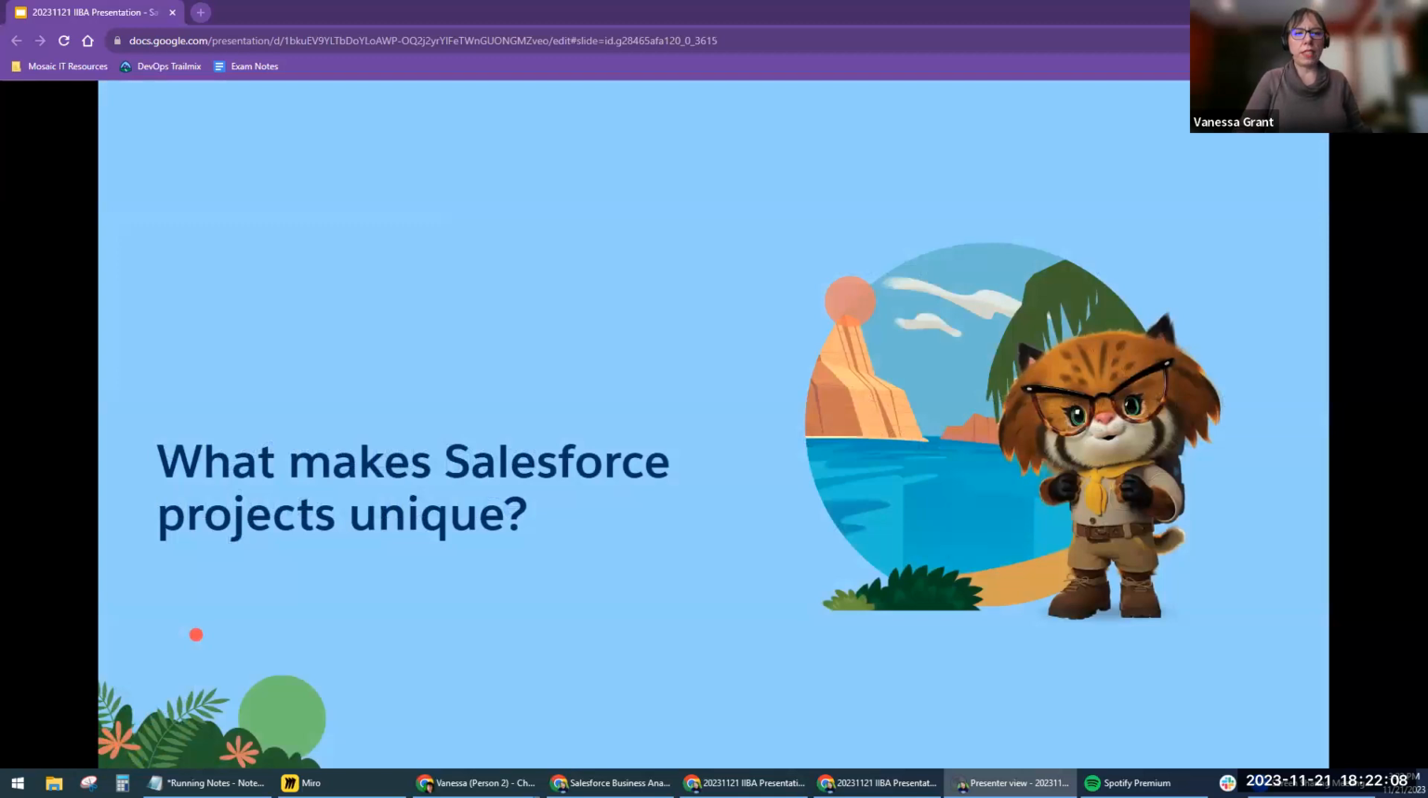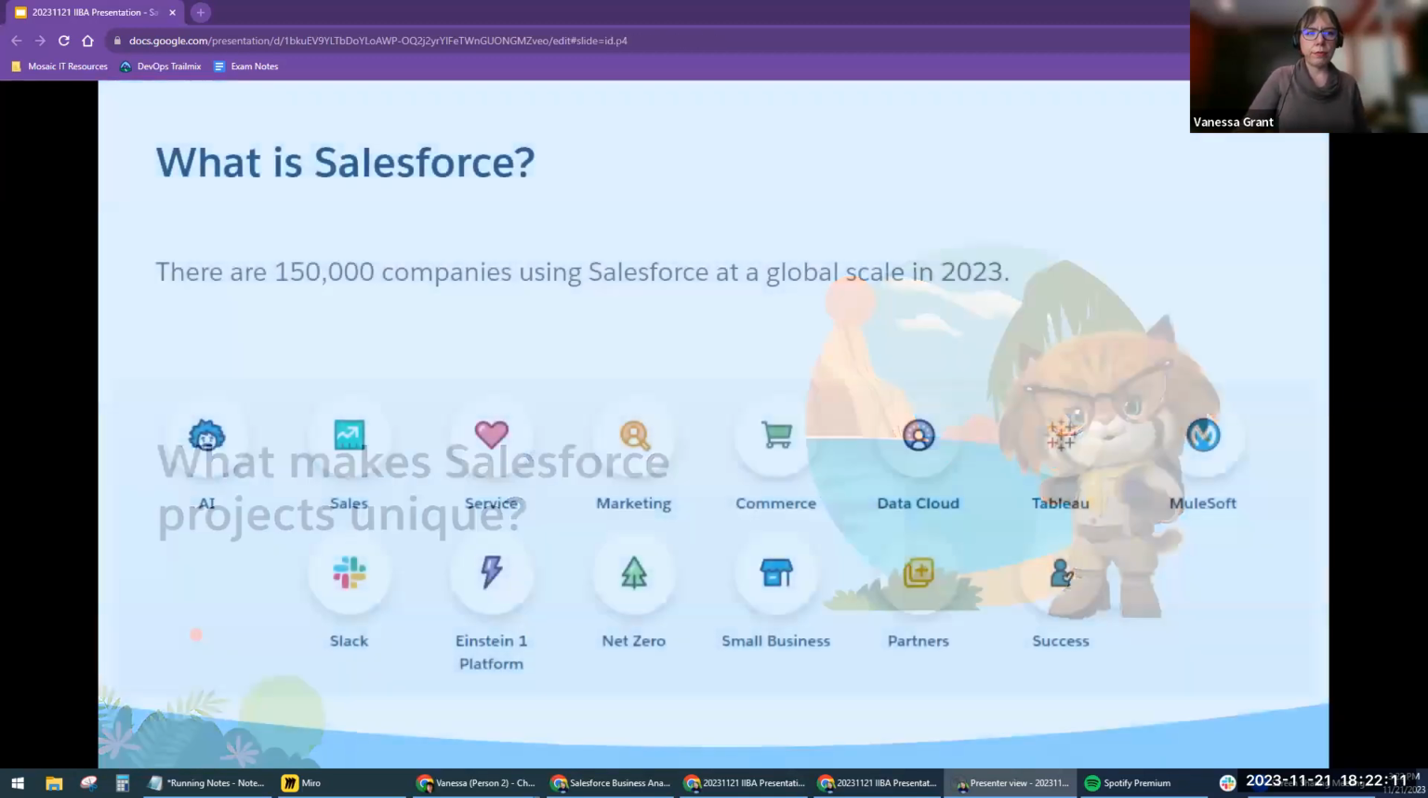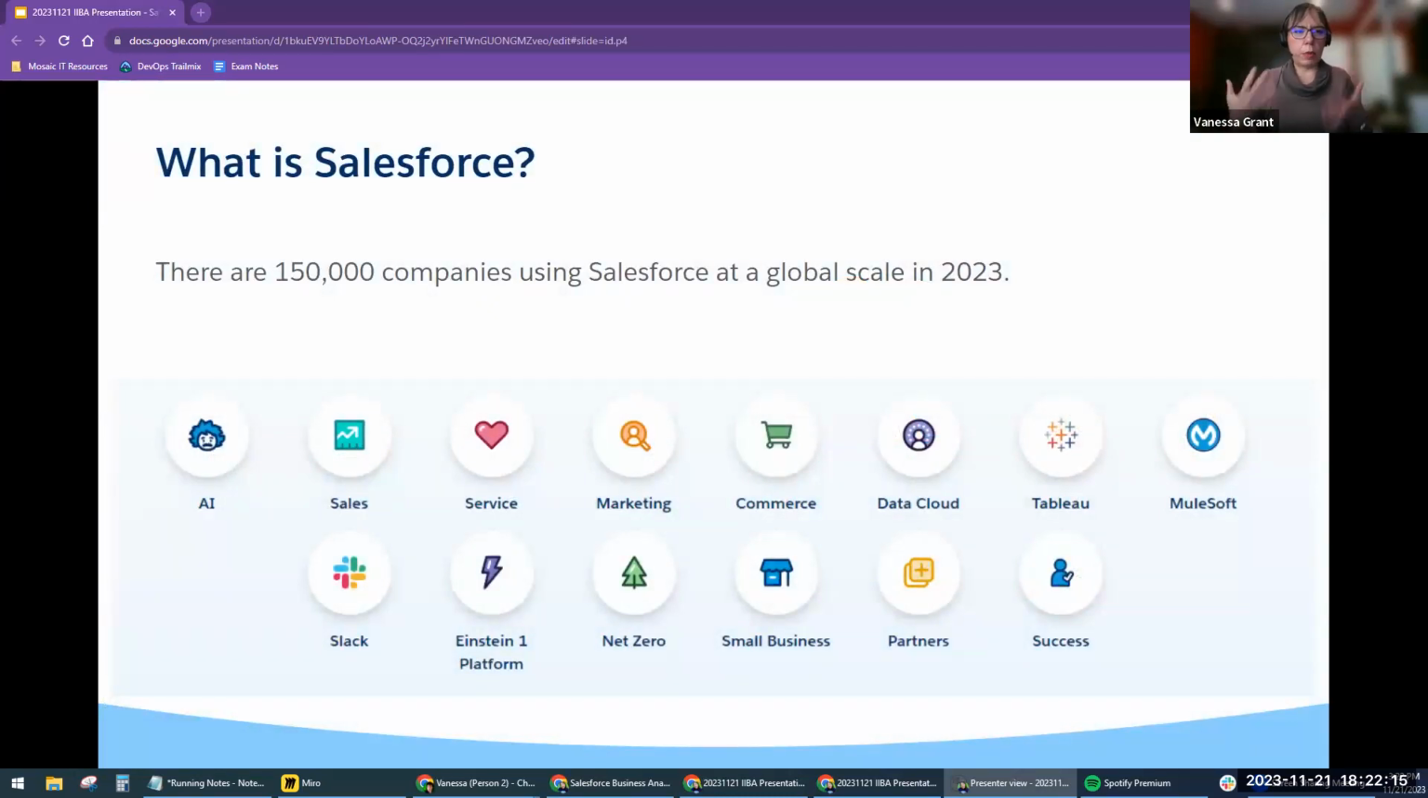First up, what makes Salesforce projects unique? Before we go into the uniqueness, let's talk a little about what Salesforce is. There are 150,000 companies using Salesforce at a global scale since 2023. Companies that have not implemented a robust CRM, customer relationship management software like Salesforce, are at a hefty competitive disadvantage because they're probably still managing their customers in Google Sheets and Excel, or maybe Microsoft Access, I'm not sure what they're doing these days. But when Salesforce is the central source of truth for an organization, it can be like the grease for your day-to-day business operations, when done properly.